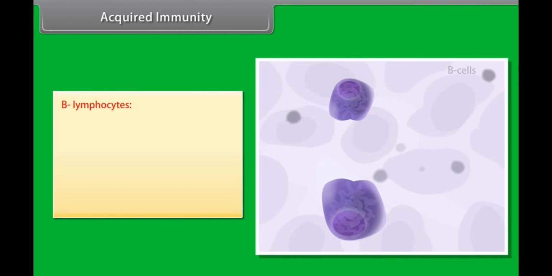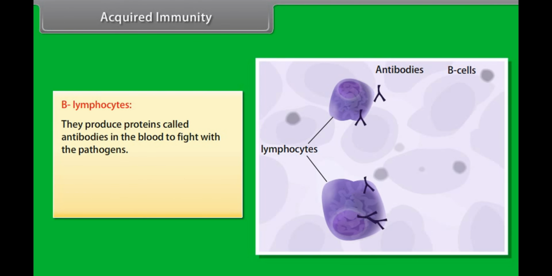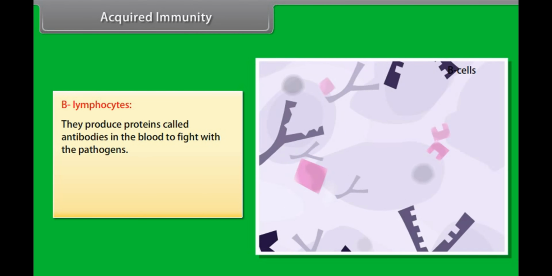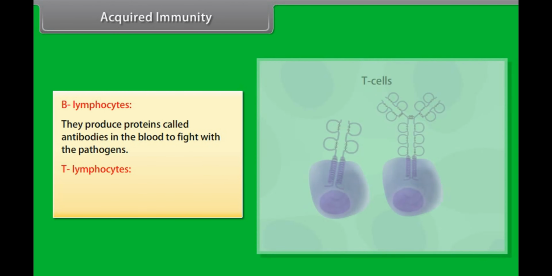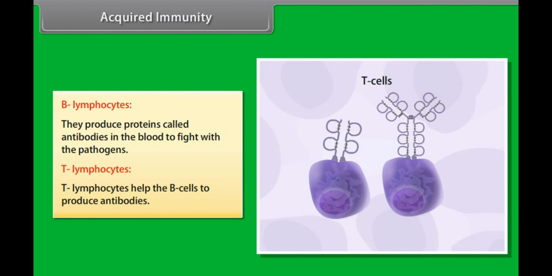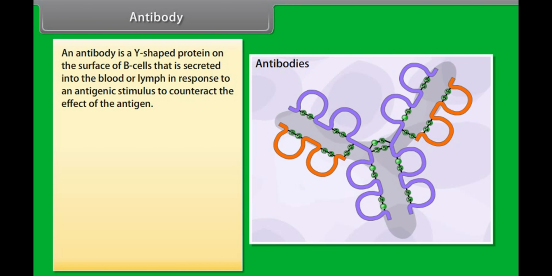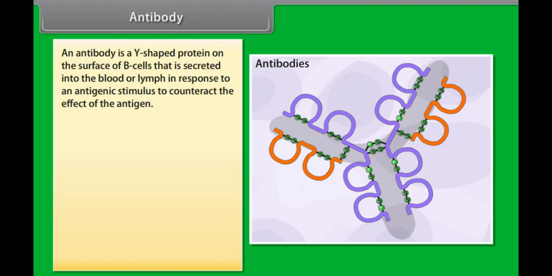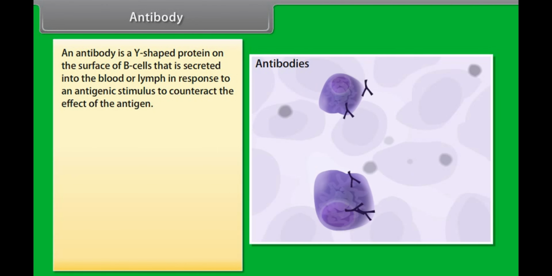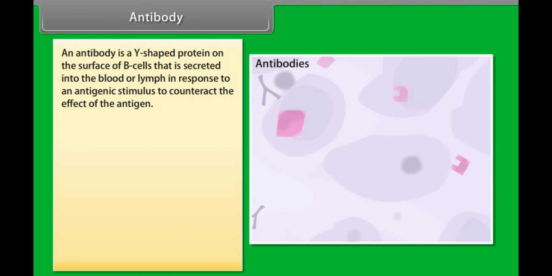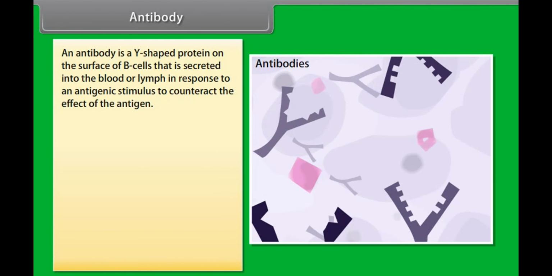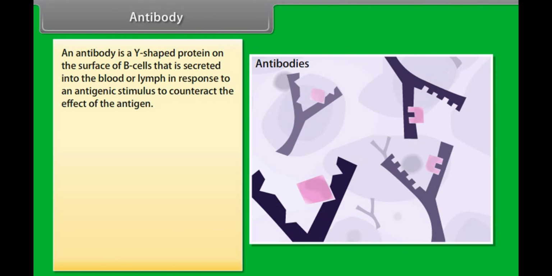B lymphocytes. They produce proteins called antibodies in the blood to fight with the pathogens. T lymphocytes. T lymphocytes help the B cells to produce antibodies. Antibody. An antibody is a Y-shaped protein on the surface of B cells that is secreted into the blood or lymph in response to an antigenic stimulus to counteract the effect of the antigen.